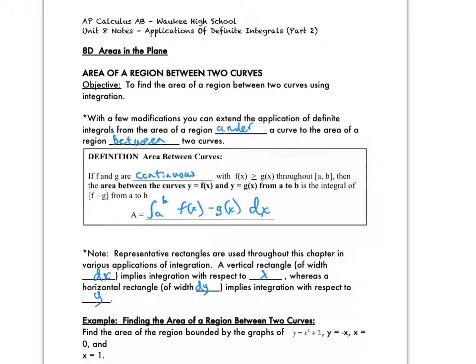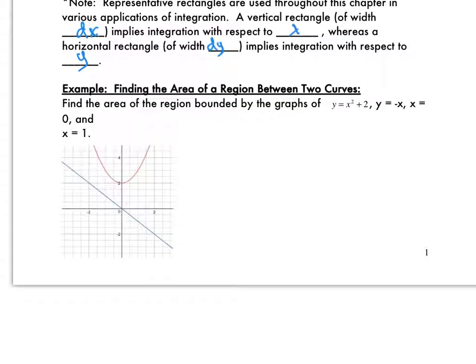Now, looking ahead down here, it says, representative rectangles are used throughout this chapter in various applications of integration. So we can have a vertical rectangle of width dx, and that implies integration with respect to x, and a horizontal rectangle of width dy implies integration with respect to y. Now that's a little bit different, and we'll look at that a little bit later on. But first, let's just jump in with the first example here.